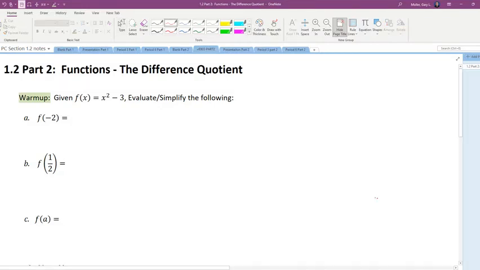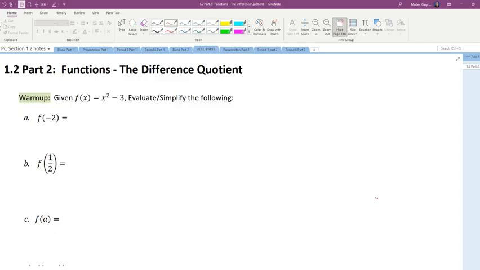All right, in this video, we're going to be talking about section 1.2, continuing with functions. This is going to be part 2, and this will be a much shorter lesson. We're going to be reviewing function notation, and then we're going to be looking at a specific little piece of math that'll have some relevance later called the difference quotient.